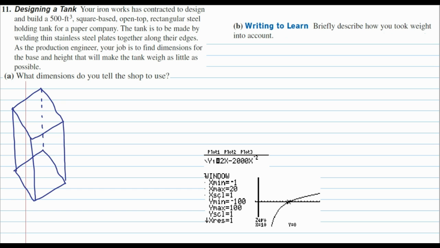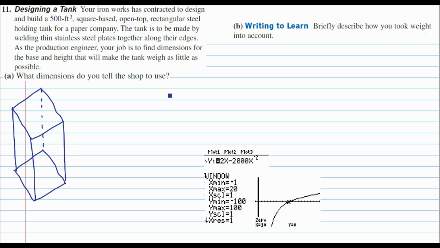The tank is to be made by welding thin stainless steel plates together along their edges. As a production engineer, your job is to find dimensions for the base and height that will make the tank weigh as little as possible. So weigh as little as possible. That sounds like volume, but not actually, because the volume of the tank is going to be filled with something else. We want to make the surface area of the tank at a minimum so that we're using the least amount of material.